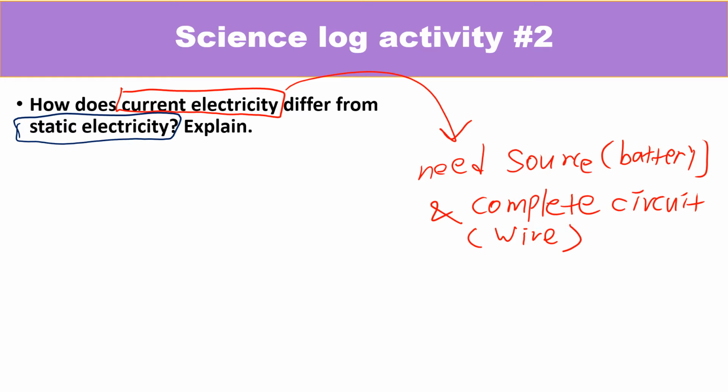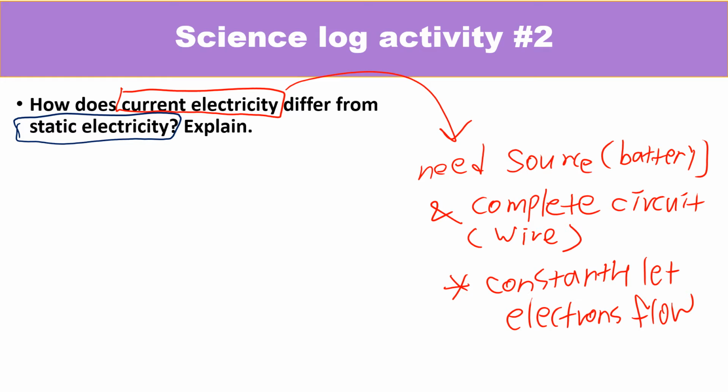Current electricity requires these two because they constantly let electrons flow. Do you remember the direction? Was it negative to positive or positive to negative? I'm not talking about conventional. It's always negative to positive end. This is a unique property of current electricity. Just like the word current mentioned over here, it has to flow all the time. And in order to make it flow, we need a source and some kind of conductive wire that completes the circuit. If there is any gap, if there is any damage, we cannot.